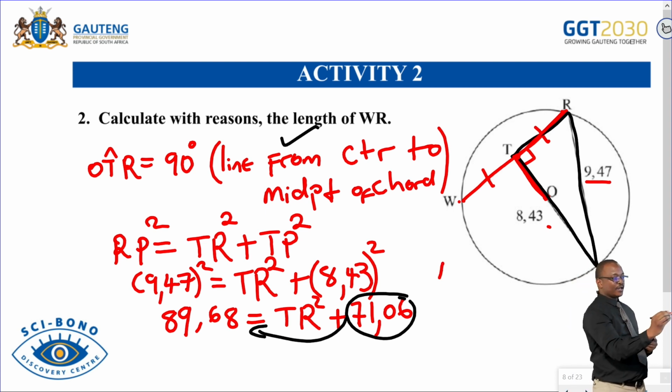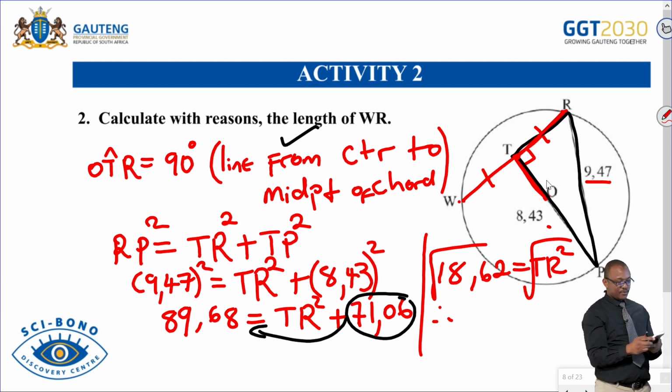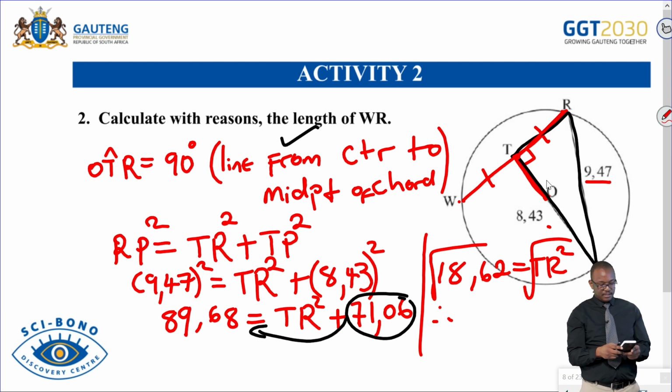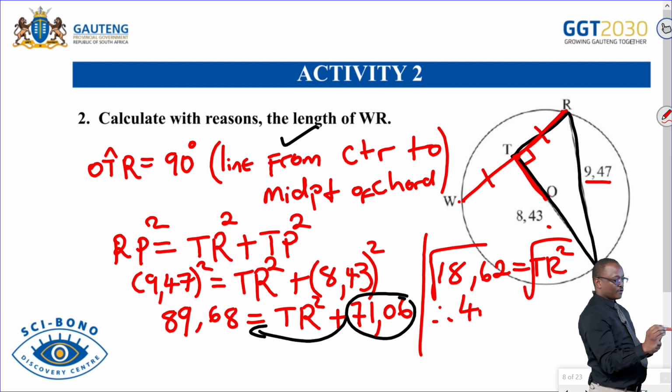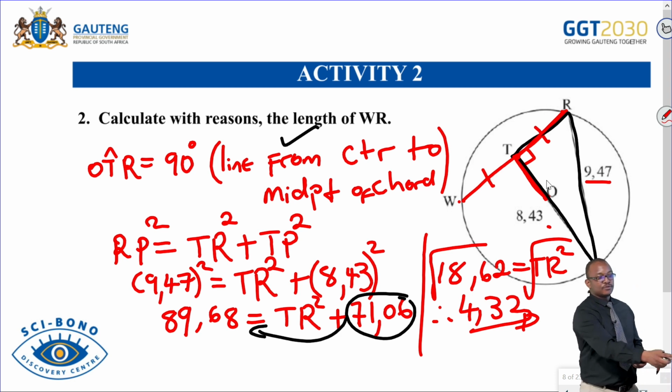Then that's where you will have 18,62, which is equal to TR squared. Then now you will have the square root of 18,62. Then we're going to have 4,32. Then that's how we calculate that one.